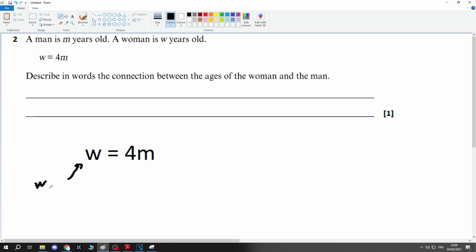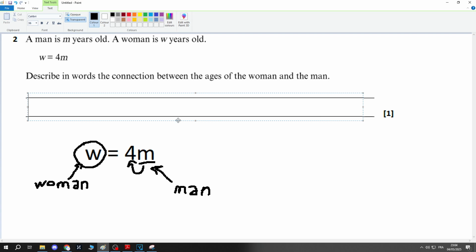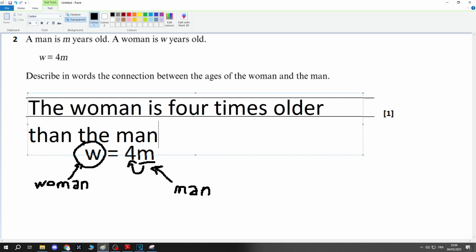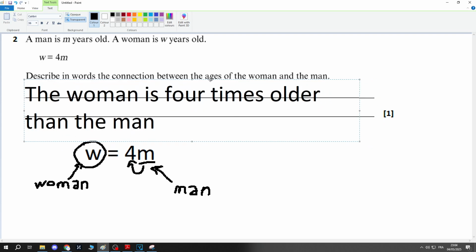So the woman's age. I think it would be easier for me to write it with my keyboard, but I started anyways, so let's just keep at it this way. And this stands for the man. In other words, for us to find the age of our woman right here, we need to multiply the age of the man by 4. So how can I describe this in words? Well, simply enough, all I'm going to write is the woman is 4 times older than the man. Done. So that's the answer to question 2.